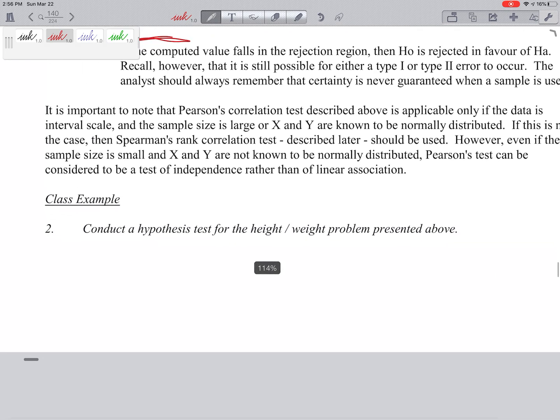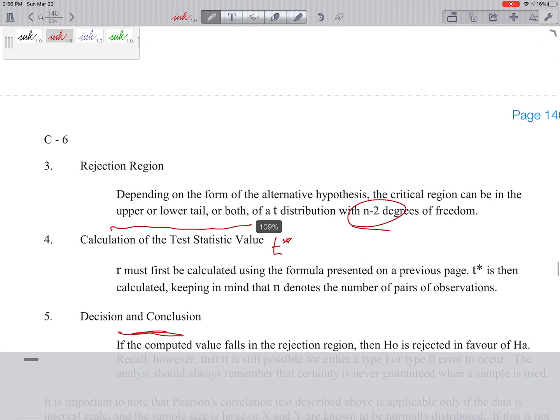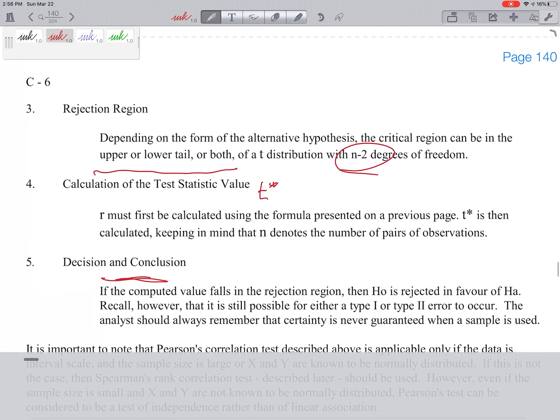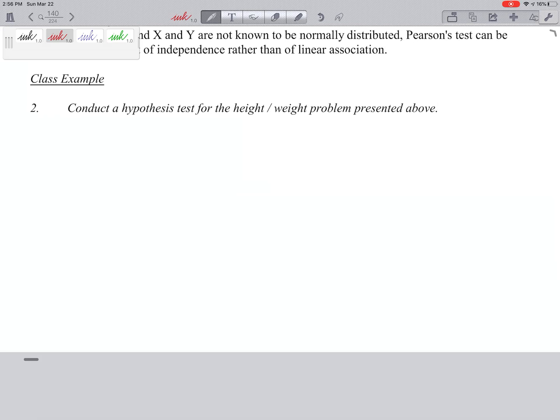All right, let's take a look at our problem. What page am I on? I'm on page C6, which is page 140 of your manual. The class example was: conduct a hypothesis test for the height-weight problem presented above. Again, you can take a look at that problem back in the first video. What we had here was R equal to 0.896, and we had an N equal to 10 pairs. Remember, not 20 numbers, but 10 pairs of X's and Y's.